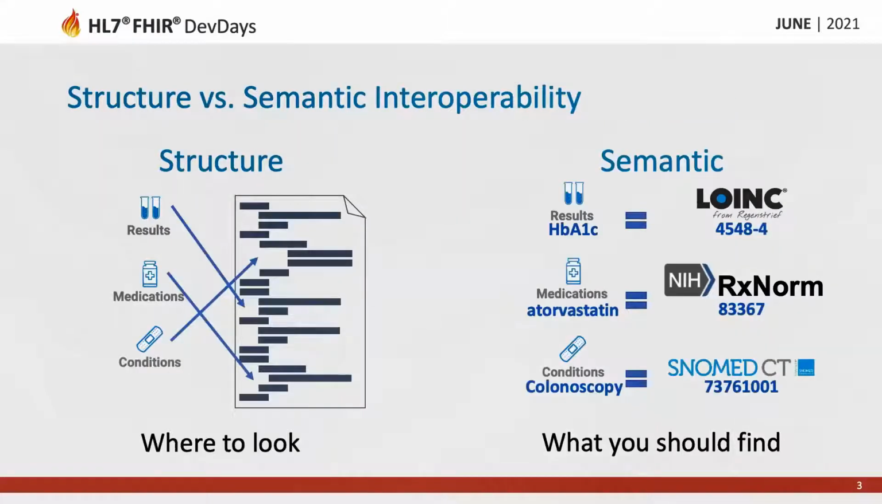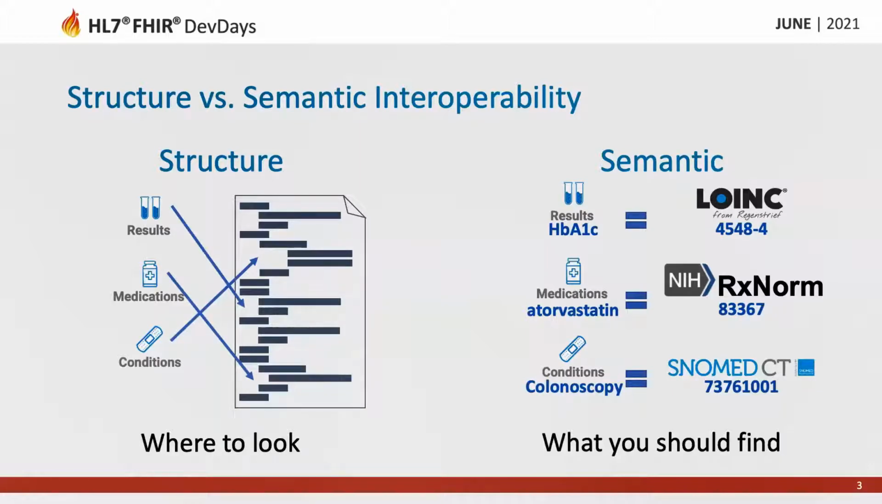So what is semantic interoperability? Well, this is a shorthand way that I like to think about it. Structured is where in the data will I find something, while semantics is what I should find there. Now, it's slightly more nuanced than that. Structure can tell us, for example, that results are supposed to be coded in LOINC. Semantics provides the understanding that HbA1c should always be represented by this one LOINC code.